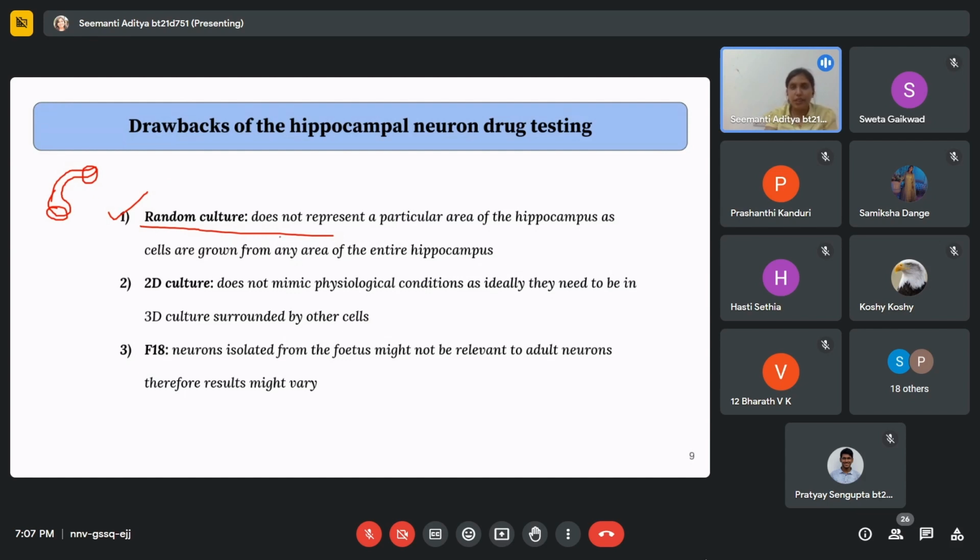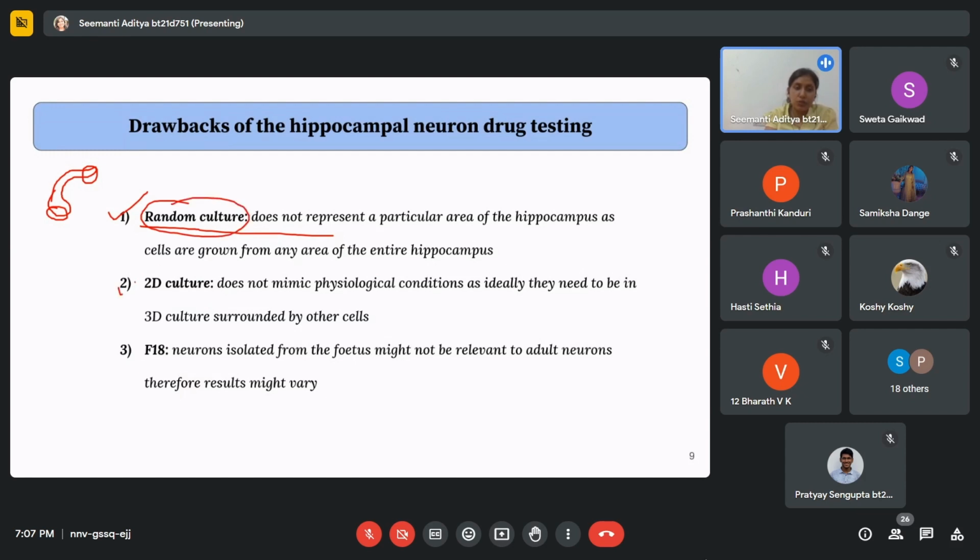So the results might not be very believable or trustworthy, and we need to take the average of the behavior of the cells from all the parts. So that is one drawback that happens mostly.